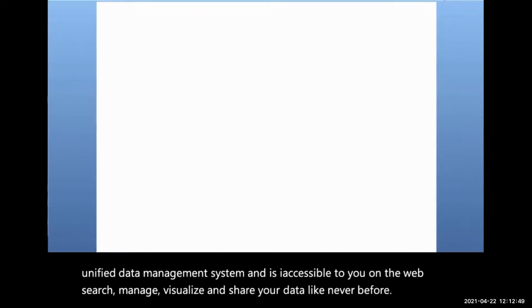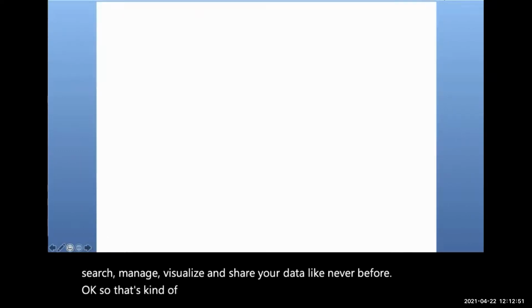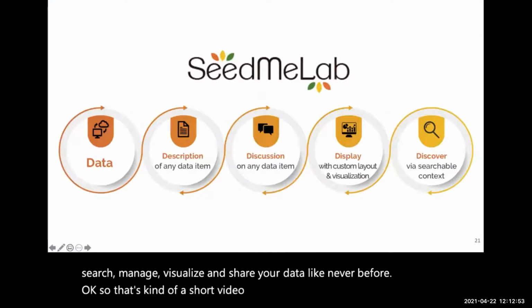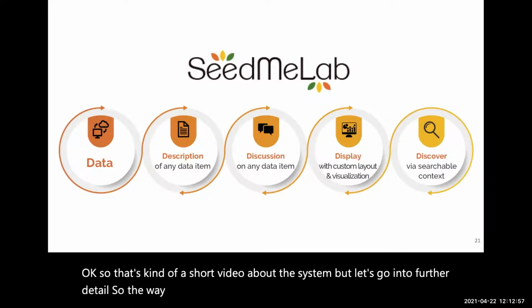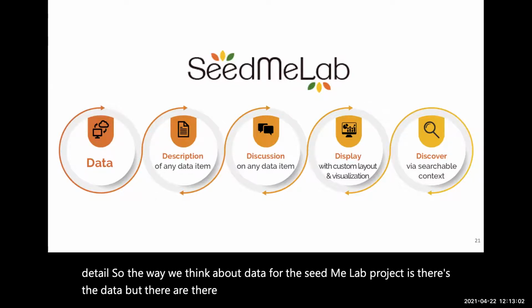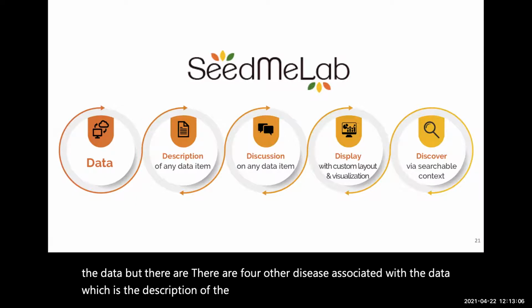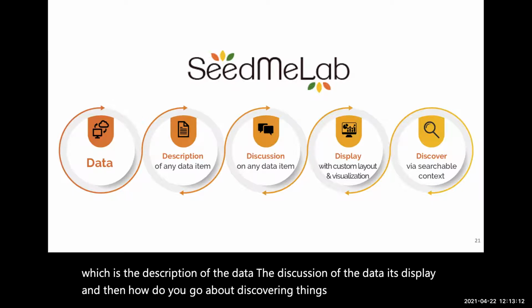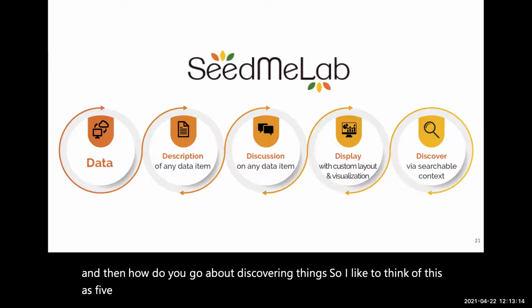Okay, so that's kind of a short video about the system, but let's go into further detail. So the way we think about data for the SeedMeLab project is, there's the data, but there are 4 other Ds associated with the data, which is the description of the data, the discussion of the data, its display, and then how do you go about discovering things. So I like to think of this as 5 Ds of data.